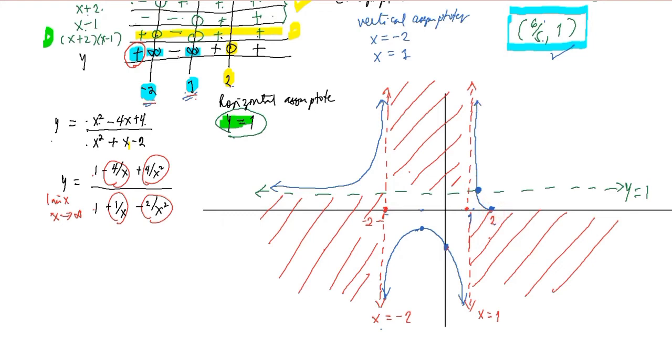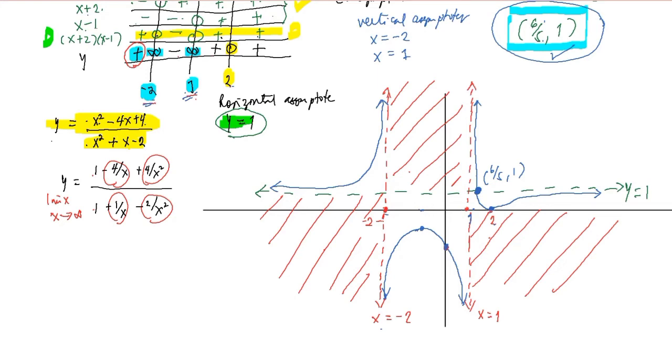Dito naman, babalik lang siya, lalapit ulit siya dito sa ating horizontal asymptote. Tapos hindi na ulit siya tatawid doon kasi as we can see in our previous computation, isang beses lang siyang tumawid, wherein ito yung point na to, which is 6 over 5, 1. Okay? So this is the graph for our function y is equal to x squared minus 4x plus 4 over x squared plus x minus 2. Now, we will answer the remaining properties.